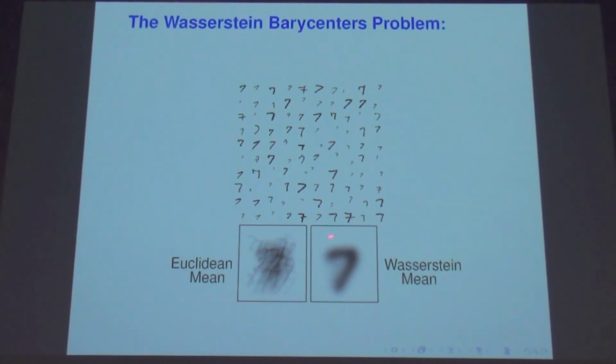So let's look at some simulations. You have a bunch of images corresponding to the number 7, and you want to compute the average of all these images with the Wasserstein metric. If you do the Euclidean thing, you just get a blob that means nothing. But if you do the Wasserstein metric, then you have a 7 that preserves the geometric structure.